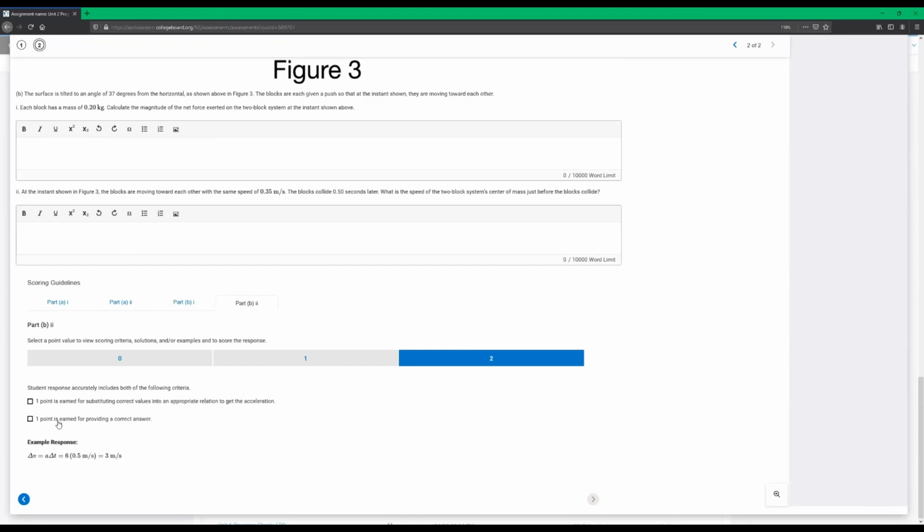Oh, that's why the velocity change is 3, not that the final velocity here is 3. Well, it just happens to be the case for the center of mass. And then for providing the correct answer, which is 3 meters per second.